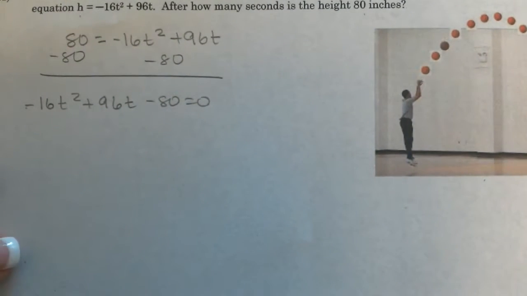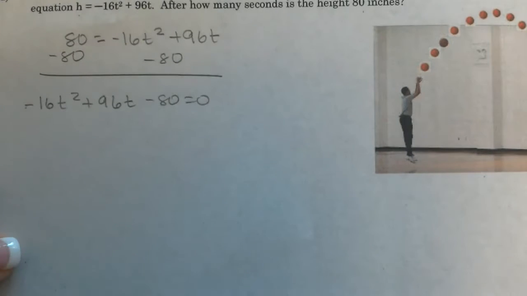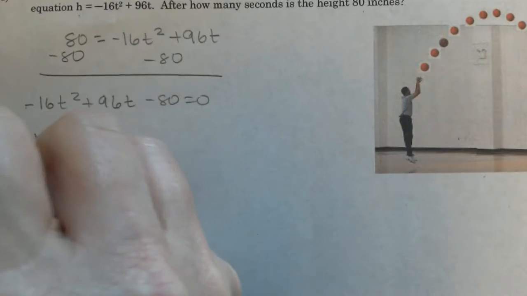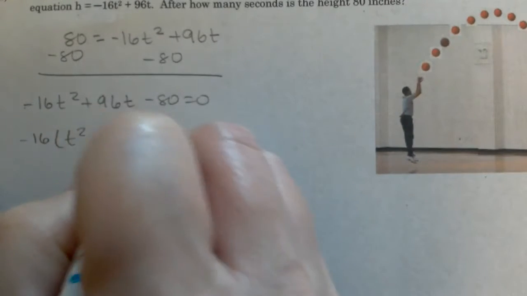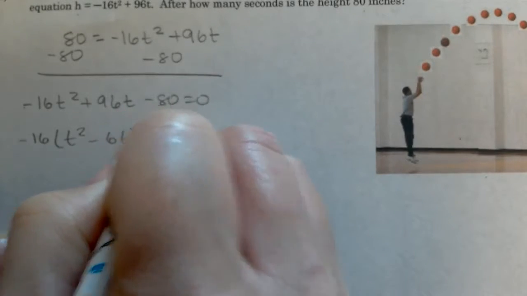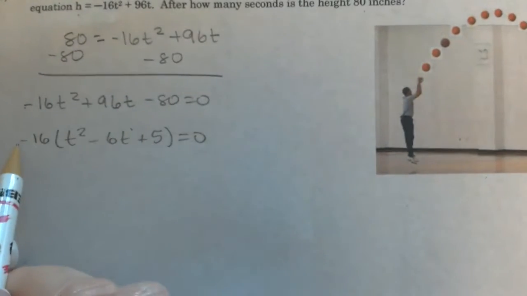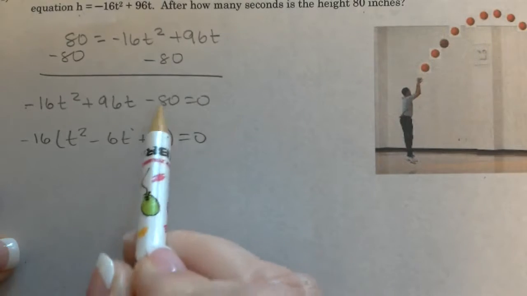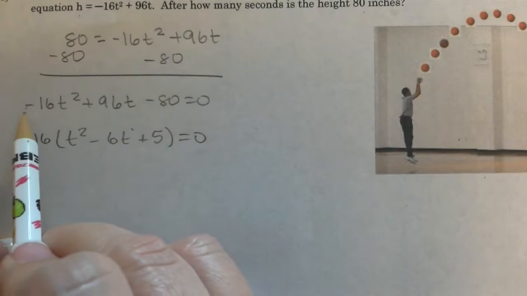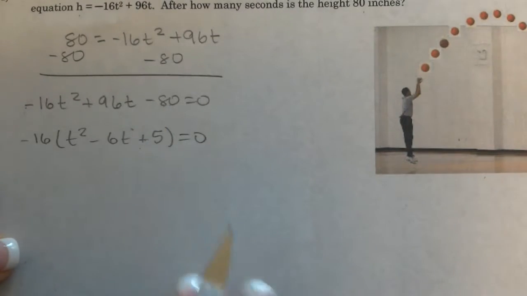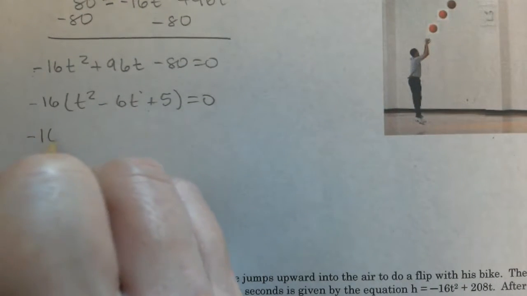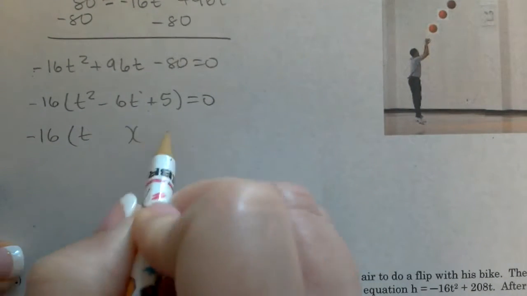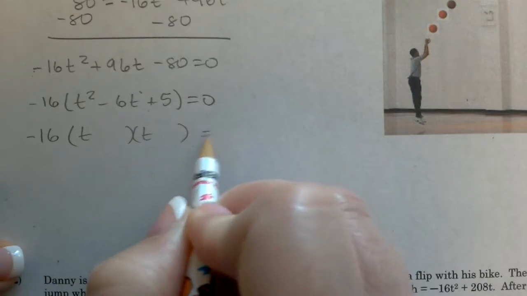All right. Then the next thing we're going to do is factor out our greatest common factor. And luckily in this case it's negative 16. So we get t squared minus 6t plus 5 is equal to 0. Now remember, this negative 16 times a positive 5 will give us a negative 80. So when you're factoring a negative out of a negative, you get a positive. So just remember that.